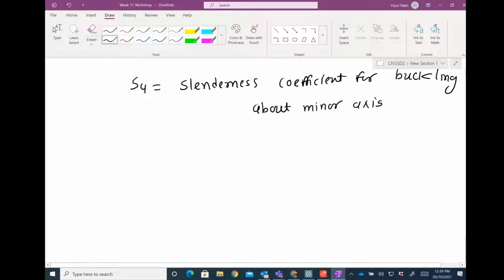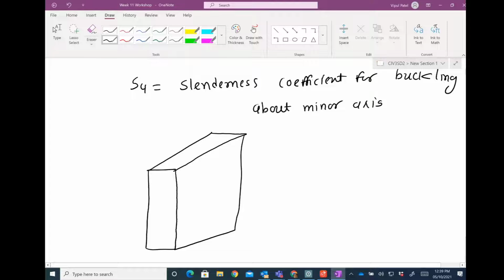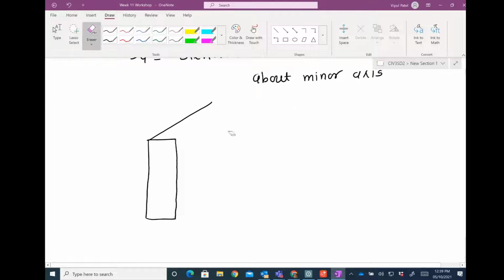So if I draw, now generally these timber members are rectangular members. So if I draw the rectangular member here, which has the width and depth. So let's say this is the kind of member. Okay, so you have this B and this is D.